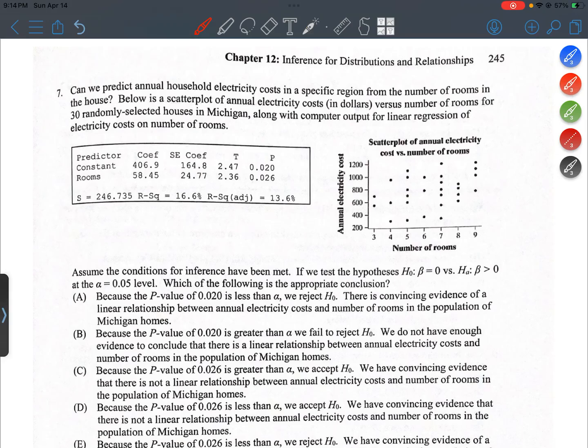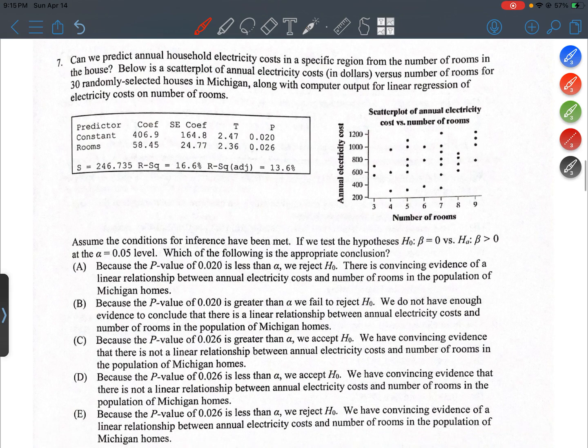Question 7. Can we predict annual household electricity costs in a specific region from the number of rooms in the house? Below is a scatter plot of annual electricity costs in dollars versus number of rooms for 30 randomly selected houses in Michigan, along with computer output for linear regression of electricity costs on number of rooms.